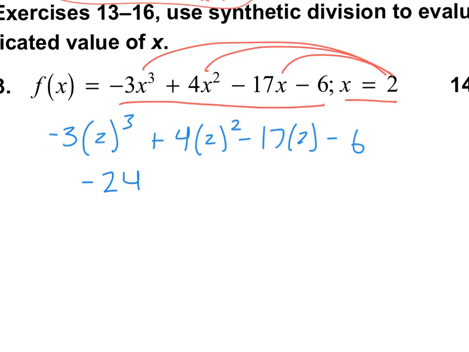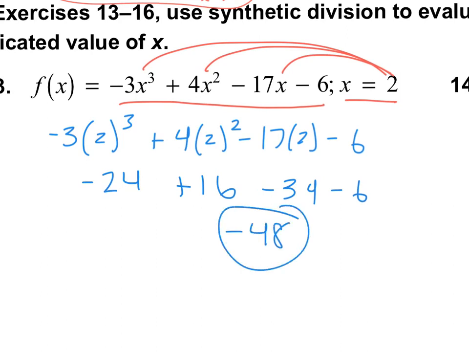2 squared is 2 times 2, which is 4, and 4 times 4 is 16. And -17 times 2 is -34, and minus 6. So I end up with -24 plus 16 minus 34 minus 6. So -24 plus 16 is -8. -8 and -34 is -42, and -6 is -48. So I end up with -48. You can use a simple calculator there to do that math.